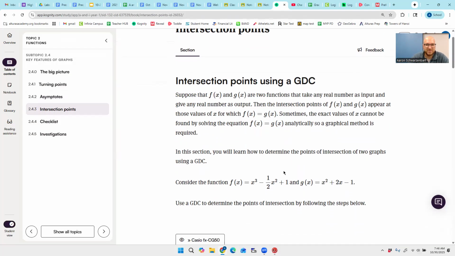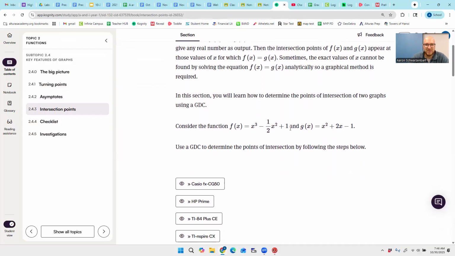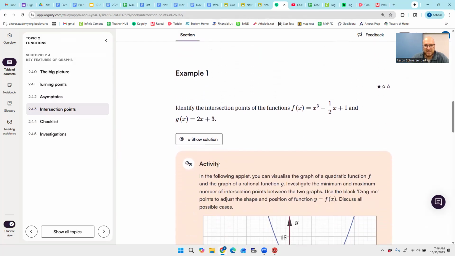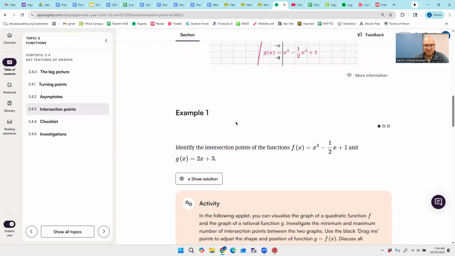Intersection points. Consider this. Use a graphing calculator to determine the intersection points. So here's a graph where they've done it. Notice the graph. When you sketch the graph, you must label all intersection points. Potentially, it'd be useful to label x and y intercepts, but it depends on the nature of the problem. Identify these intersection points. So we'll graph them both on the graphing calculator.